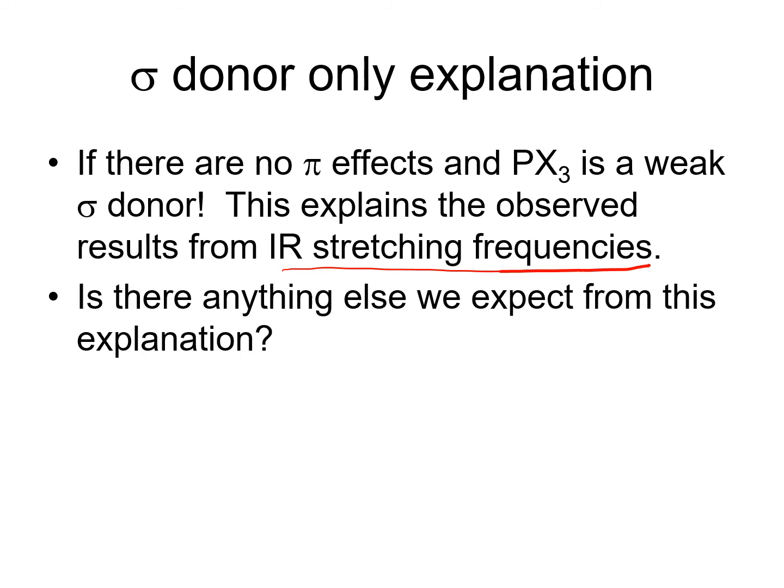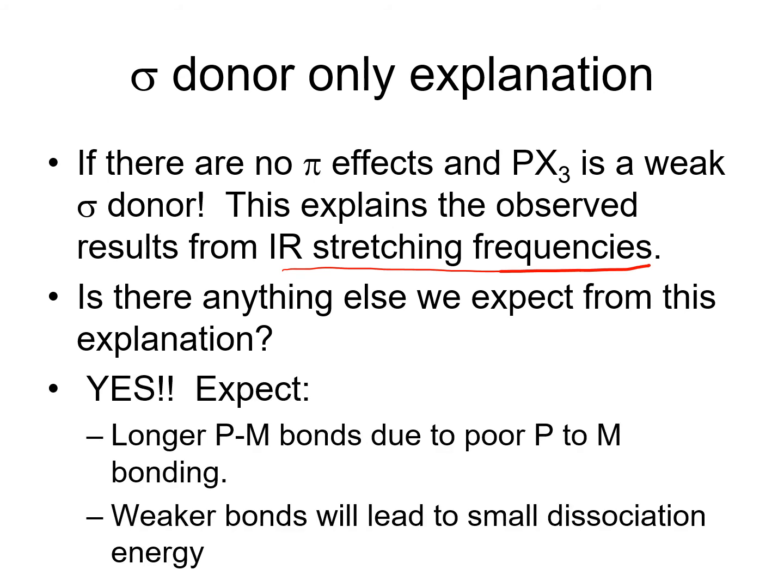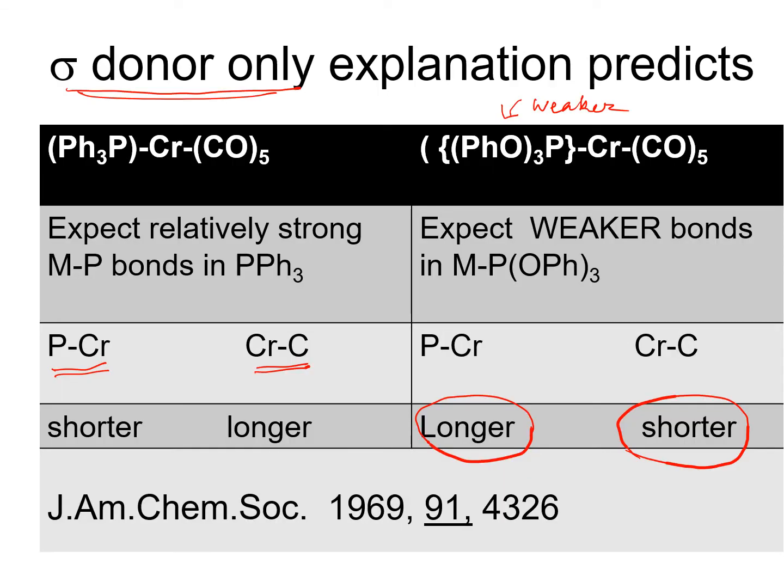Is there anything else that we would expect from this explanation? If you have a poor donor, then the PM bond should be weak, and you should have longer PM bonds. The weaker bonds will lead to a small dissociation energy. Delta H for that bond should also be small, and the bond length should also be large. So let us take a look at the bond distances.